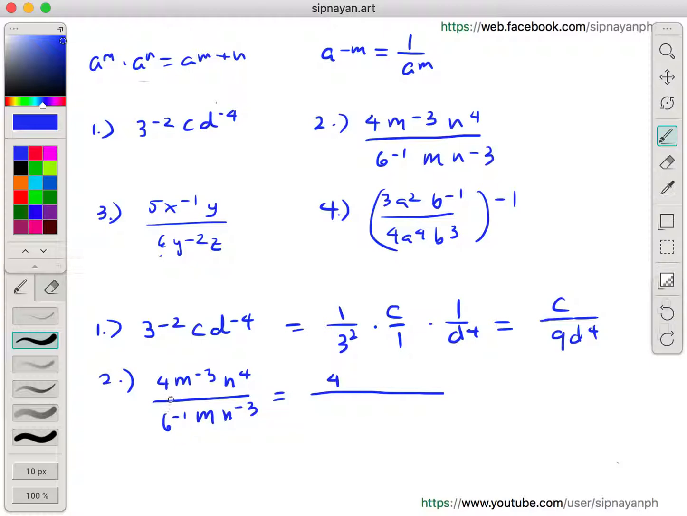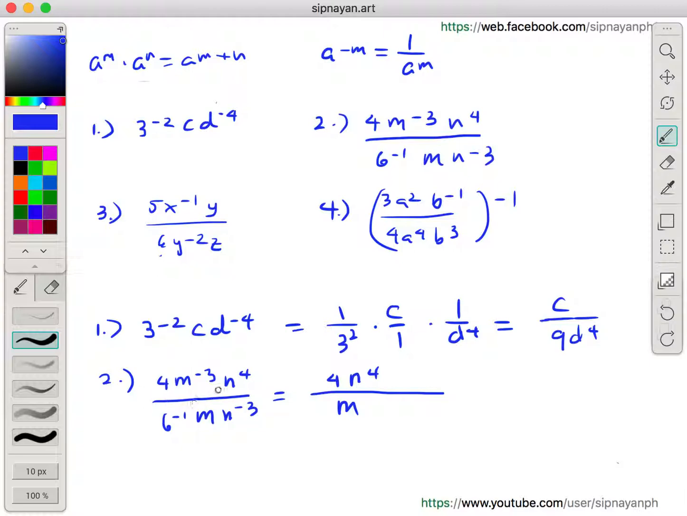By the way, pag may number kayo at meron kayong expression na walang exponent, ibig sabihin exponent yan 1. So, m to the negative 3, wag na muna natin ito isulat kasi ililipat natin yan. Yung n to the fourth is positive yung kanyang exponent. Sa ibaba or sa denominator natin, m lang yung may positive exponent. Okay? So para systematic, unahin natin yung nasa itaas.